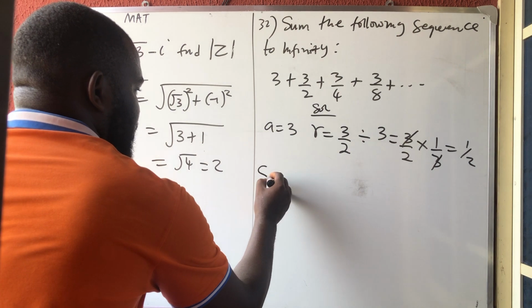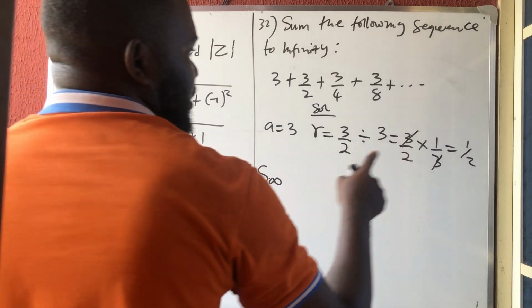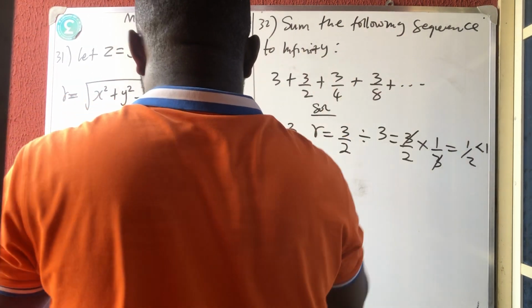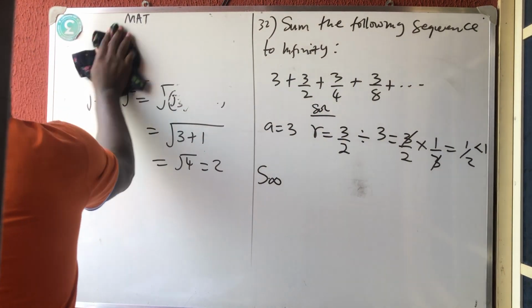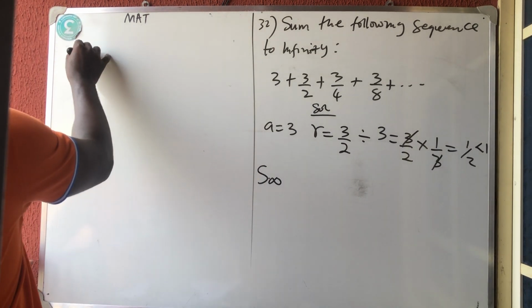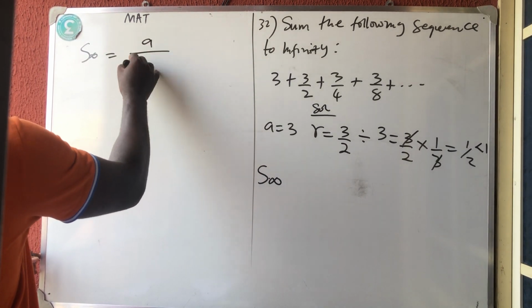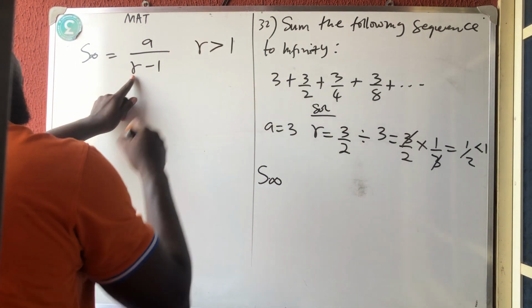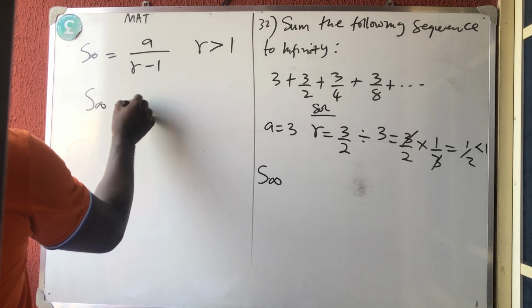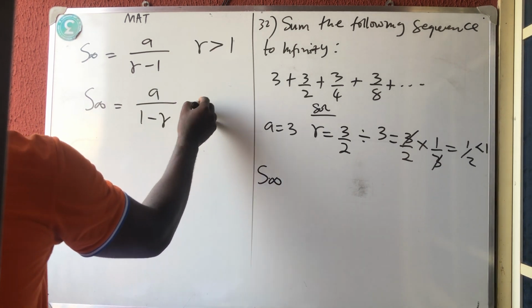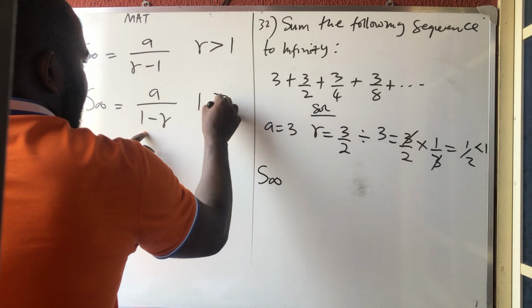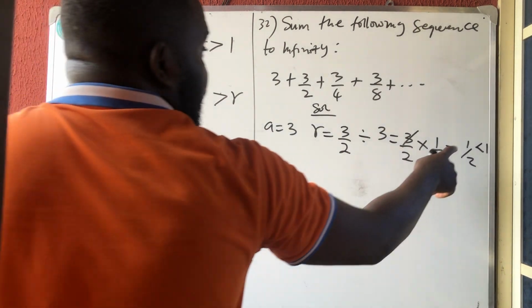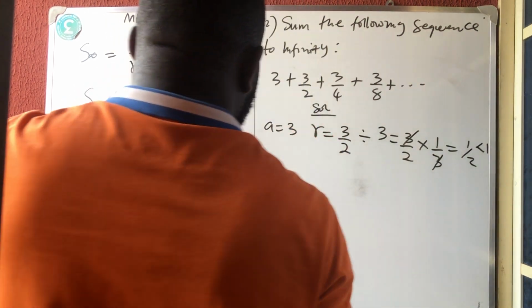Then sum to infinity. Don't forget that this R is less than 1 and it has two formulas. The first formula said that sum to infinity is simply A over R minus 1, that is if R is greater than 1. But the sum to infinity is simply A over 1 minus R, that is if 1 is greater than R. And 1 greater than R means that R is less than 1. So if 1 over 2, this my R is less than 1, this is the one I'm taking.